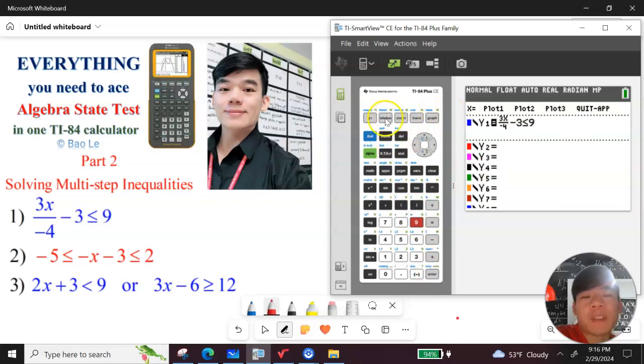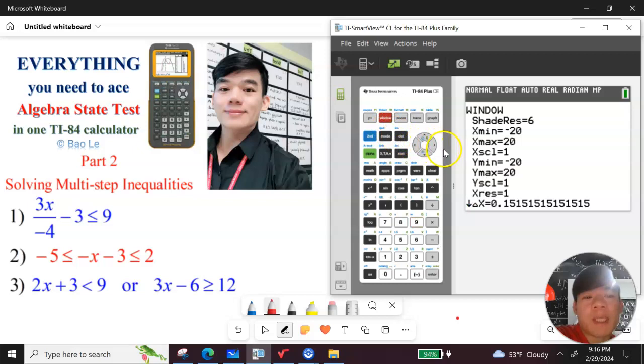Now before you graph this, you need to hit Window. You need to adjust the window so that the graph shows up. The best window range should be -20 to 20 as x minimum and maximum, scale, y minimum -20, y maximum 20, y scale 1. Okay, and then now you hit Graph.